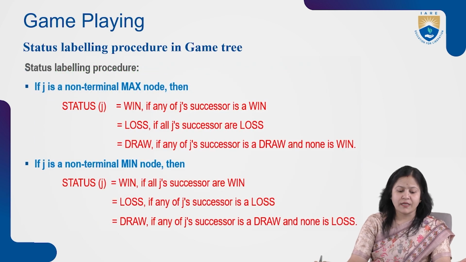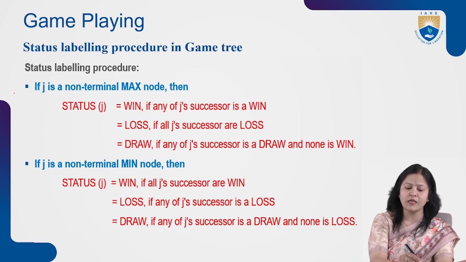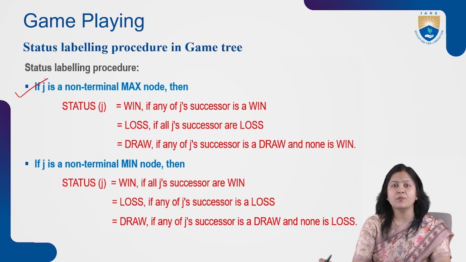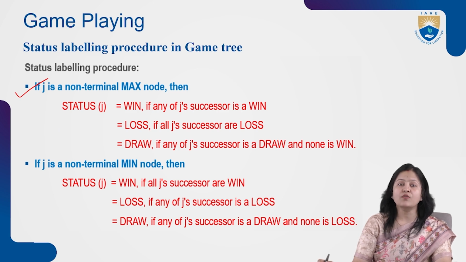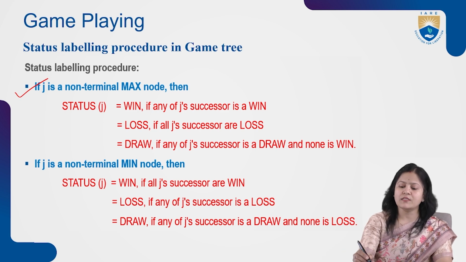This is the procedure exactly, the status leveling for non-leaf nodes. Now let me discuss the procedure for the max non-leaf node, and another one is the min non-leaf node, or min non-terminal node. The first one is, if J is a non-terminal max node, then what would be the status of J? So let us suppose first I will write the max node. For the max node, the status can be win, and we are talking about the non-leaf node.